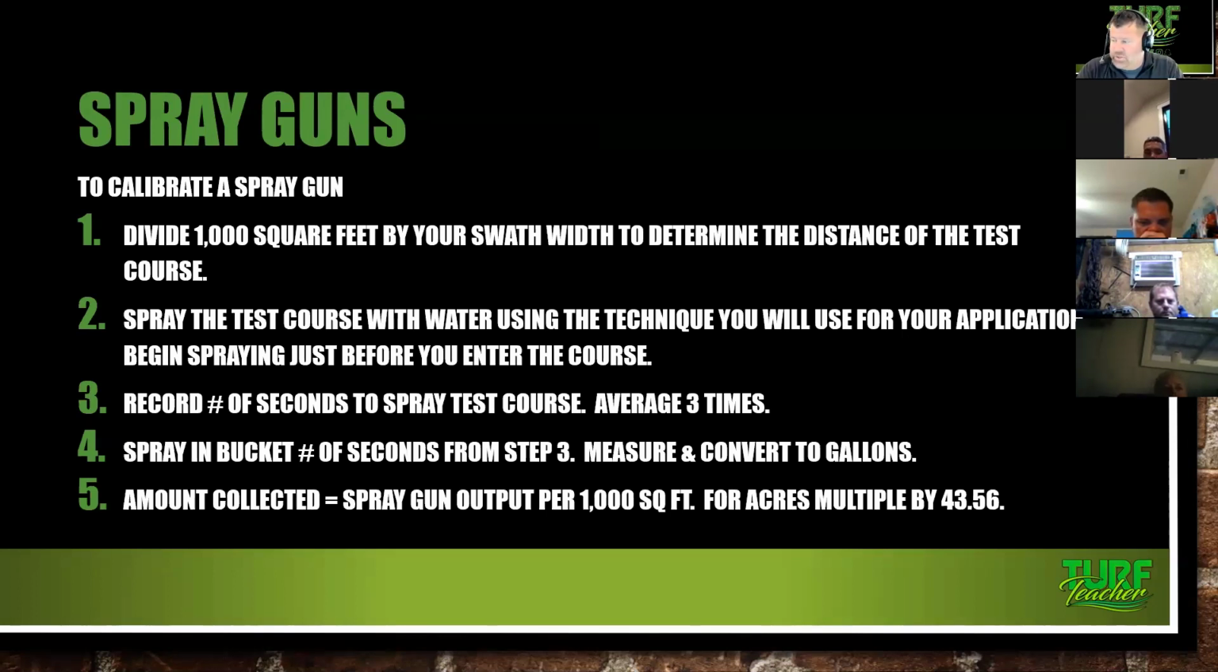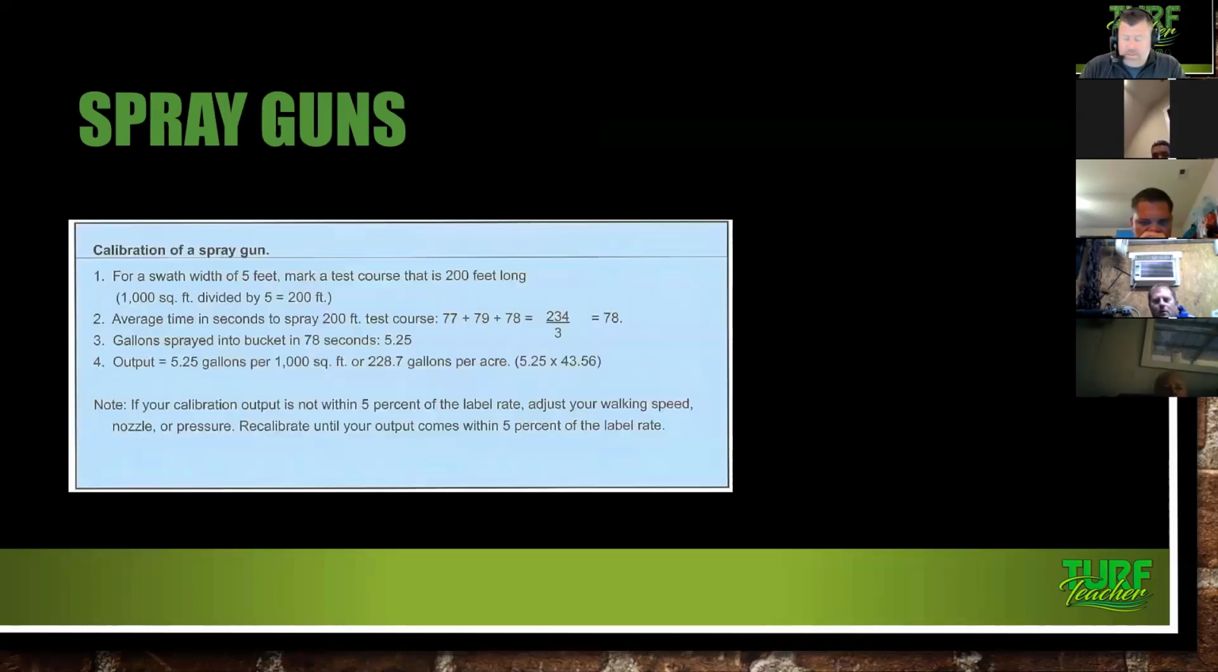And for acres, you would just multiply by 43.56. So for calibration of the spray gun for a swath width of 5 feet, meaning you're spraying 2.5 feet on either side of you, you're going to mark a test course that is 200 feet long. So 1,000 square feet divided by 5 feet is 200 feet.